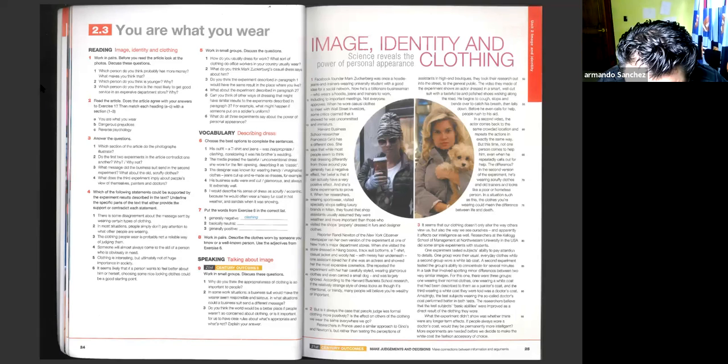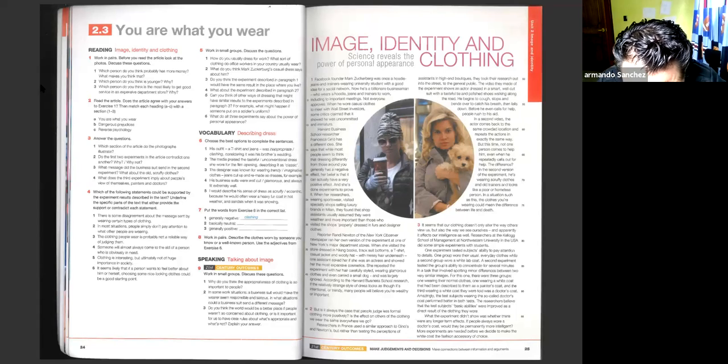It seems that our clothing doesn't only alter the way others view us, but also the way we see ourselves. And apparently, it affects our intelligence as well. Researchers at the Kellogg School of Management at Northwestern University in the USA did some simple experiments with students. One experiment tested subjects' ability to pay attention to details. One group wore their usual everyday clothes, while a second group wore a white lab coat. A second experiment tested the group's ability to concentrate for several minutes in a task that involved spotting minor differences between two very similar images.